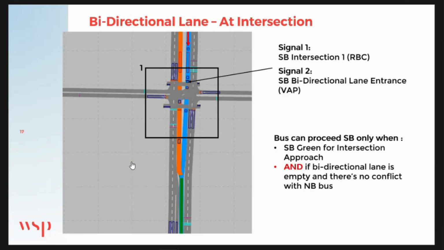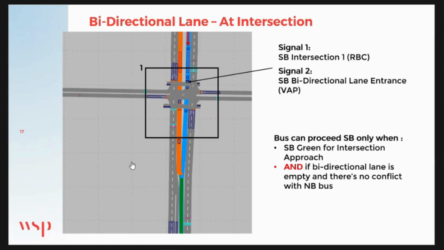Then for the signals, I know we are talking about scripting, doing a lot of things to incorporate a lot of complicated logic here, but there's a simple way you can do it. You can put two signal heads just on top of each other. Then you don't have to deal with scripting or think about combining logic. Signal 1 is your regular RBC signal head. Signal 2 is your VAP, controlling your reversible section. So only when both are green can you go. Whenever you have a red, you will be stopped there.